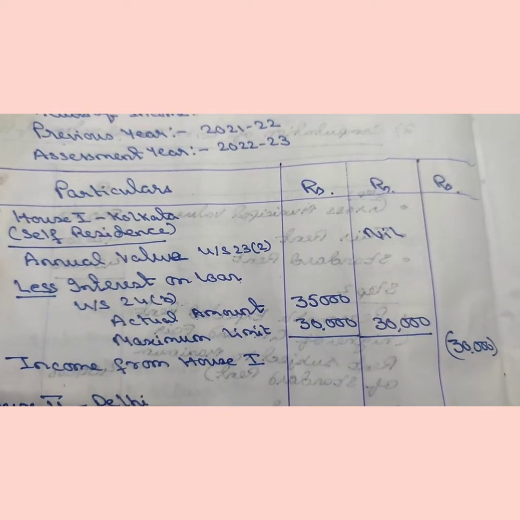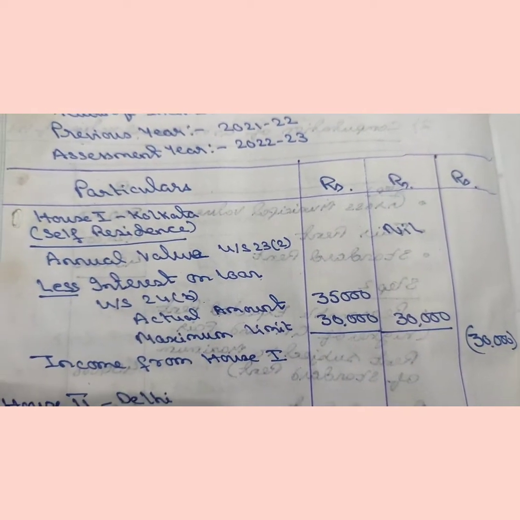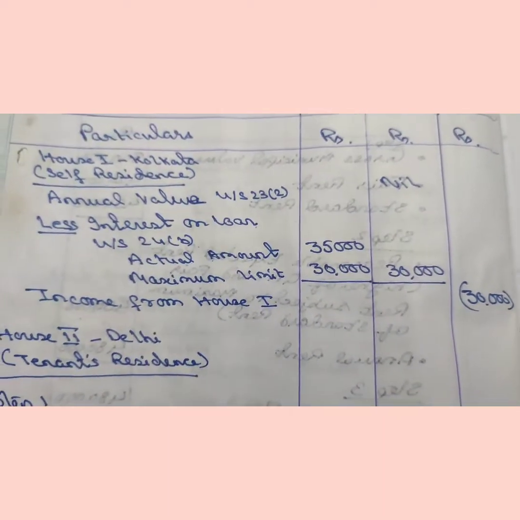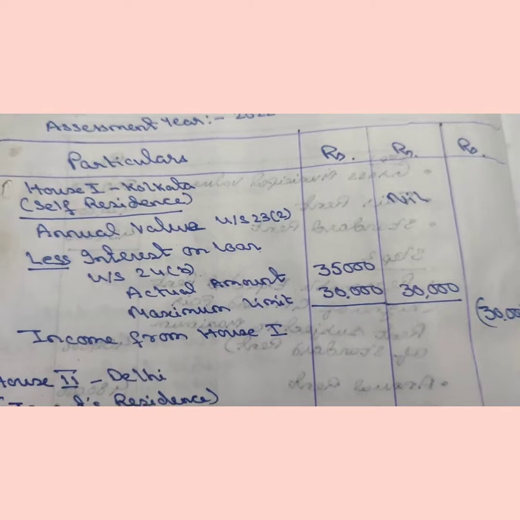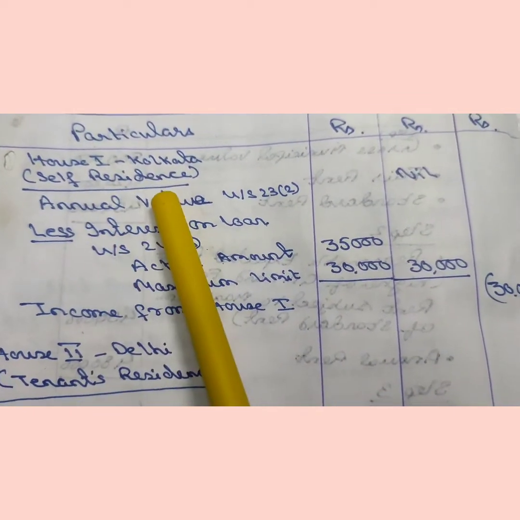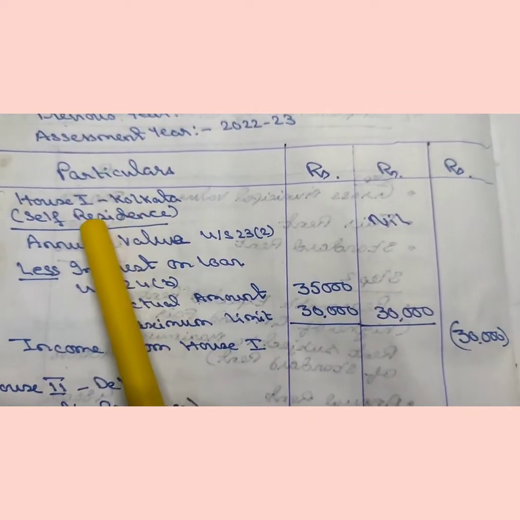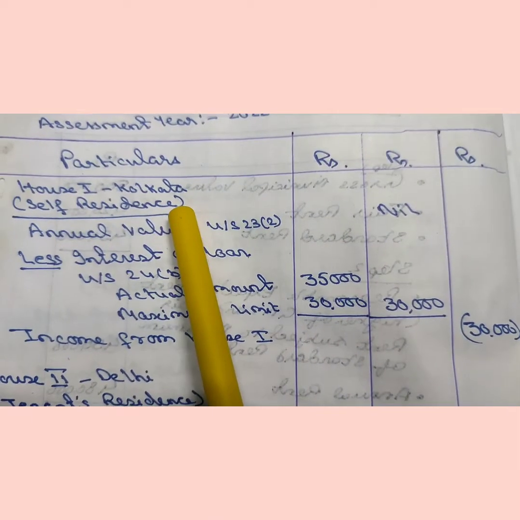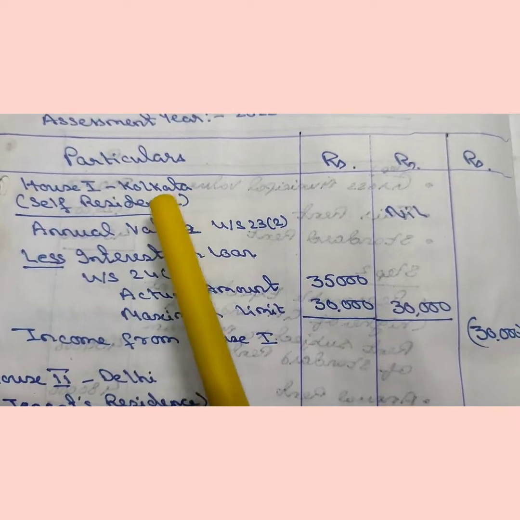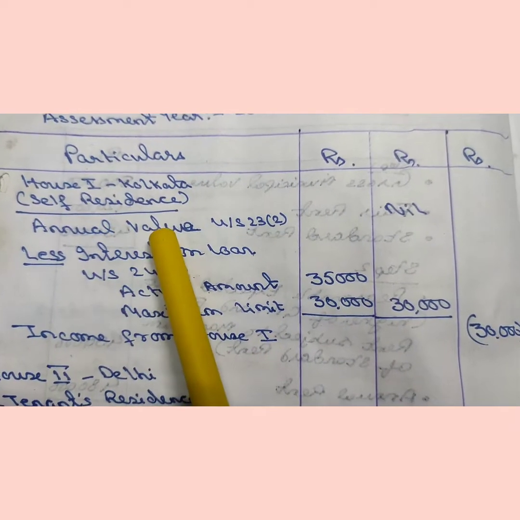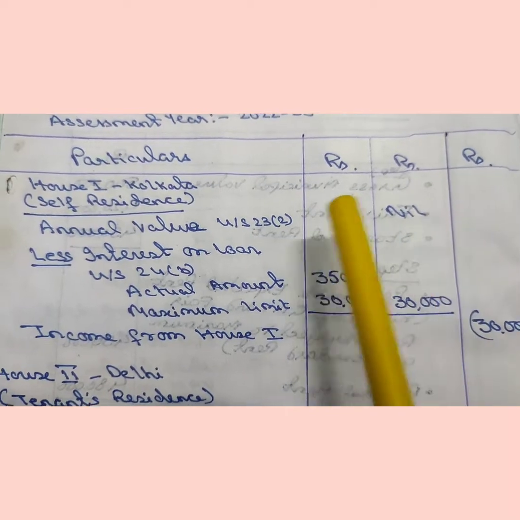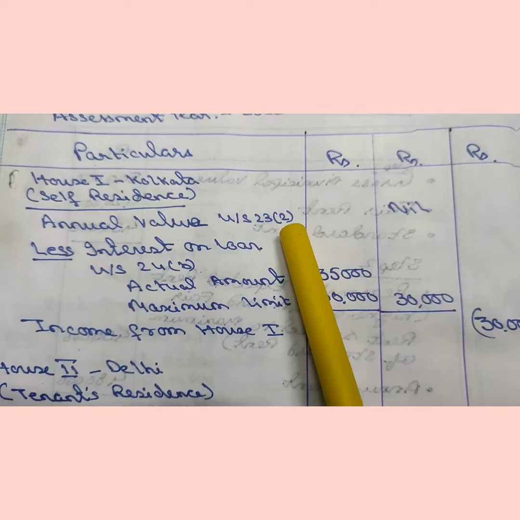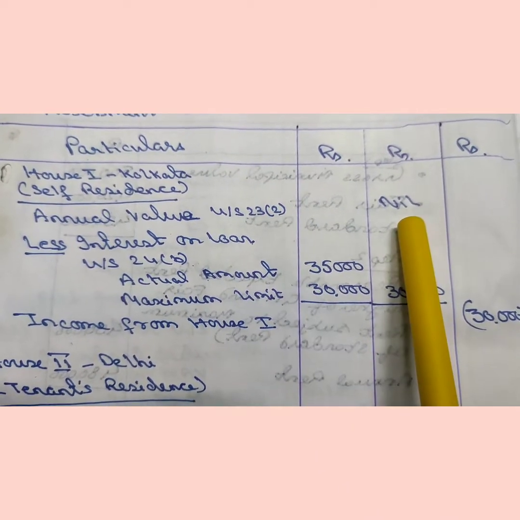There are 2 houses, so we have to draw 3 amount columns. I have told you previously. In case of House 1, it is a Kolkata house and it is used as self-residence. You have to write everything, where the house is situated and what is the nature of occupancy. This is a self-residence house, so annual value is always nil. Here annual value under section 23(2) for a self-residence house is nil.